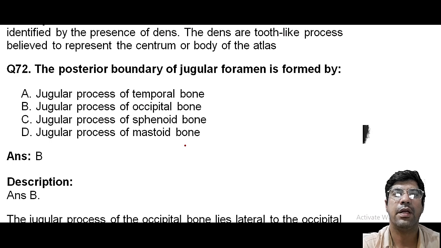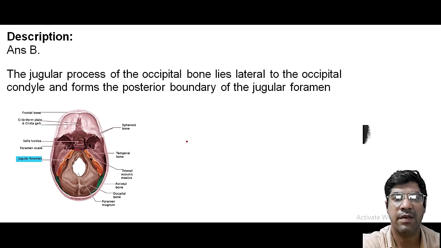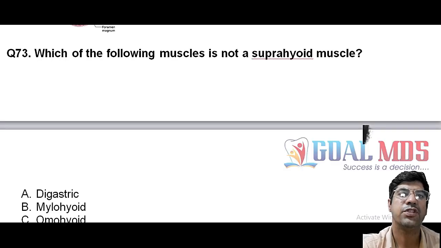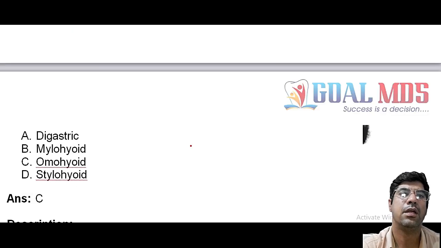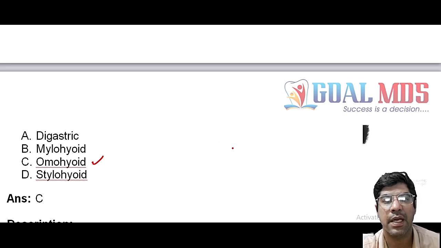The posterior boundary of the jugular foramen is formed by, the answer is, the jugular process of the occipital bone. Which of the following is not a suprahyoid muscle? The answer is omohyoid. Omohyoid, sternohyoid, sternothyroid and thyrohyoid are the infrahyoid group. The omohyoid muscle is not a primary suprahyoid muscle. It is part of the infrahyoid group of muscles. The suprahyoid muscles include the digastric, mylohyoid, and stylohyoid, which are located above the hyoid bone.